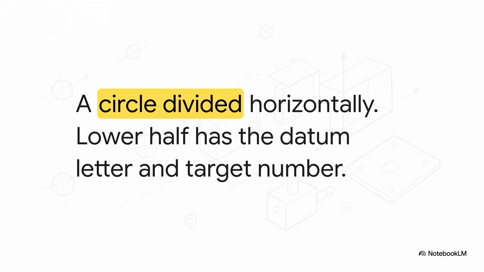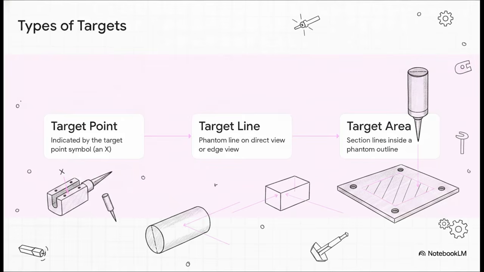And notice how a radial line connects the symbol directly to the exact target location on the part drawing. In a 3D model, this leader line is always solid, pointing exactly to where the physical tooling pin needs to touch. According to section 6.33, that radial line can point to 3 distinct types of targets. First up, a target point, indicated by a simple X symbol. Second, a target line, shown as a phantom line on a direct view or a point on an edge view, which is super common for cylindrical parts.